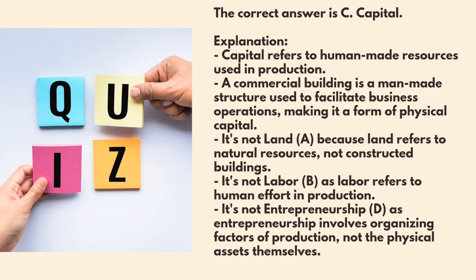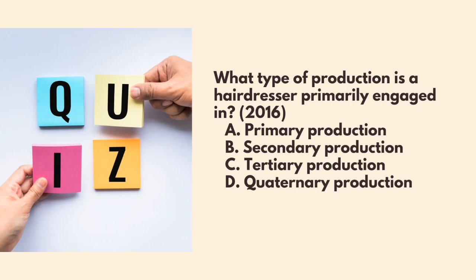It is not option A, land, because land refers to natural resources, not constructed buildings. It is not labor, which is option B, as labor refers to the human efforts in production. It is not entrepreneurship, which is option D, as entrepreneurship involves organizing factors of production, not the physical assets themselves. So, number 5, let's move on.